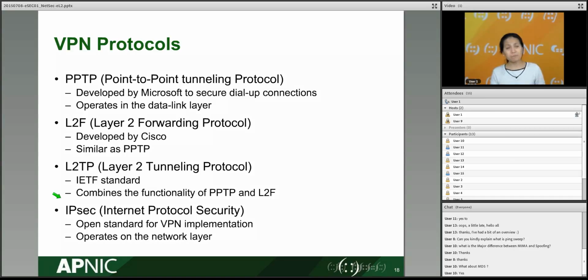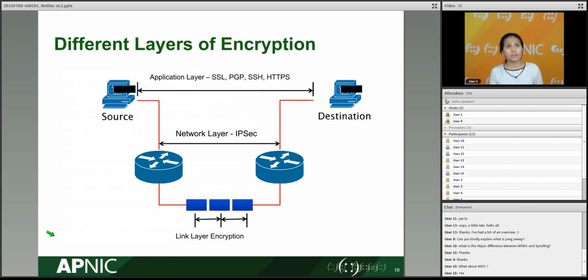Now, IPSec is another VPN standard. And the difference between IPSec compared to these other three is that it operates on the network layer. So this is mostly for network engineers, security professionals to implement on the network layer. It is a good implementation because it is independent of the applications that are working on top of this network infrastructure. Okay, so this is where it works.